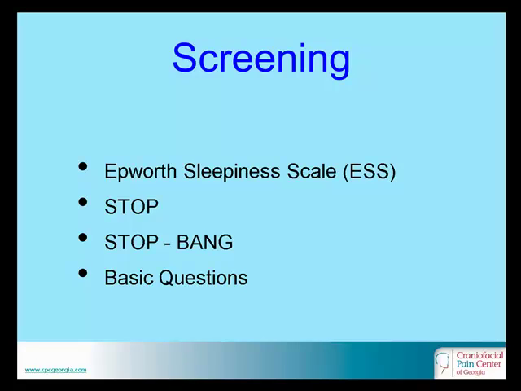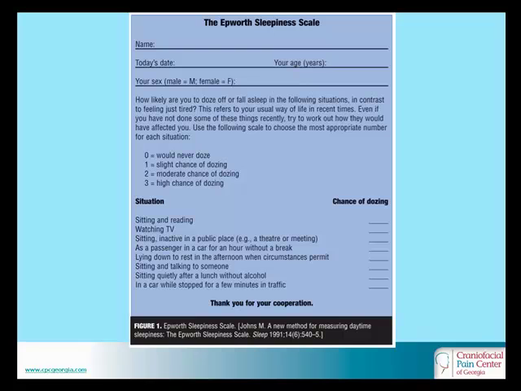But the Epworth Sleepiness Scale, and I'm sure many of you know what it is. If you don't, just to get everybody up to speed, it's a set of 8 questions based on situations that you might be in, which is the next slide. It's sitting and reading, watching television, sitting inactive in a public place, being a passenger in a car, lying down to rest in the afternoon, sitting and talking to someone, sitting quietly after lunch without alcohol, and a big point here, in a car while stopped for a few minutes at a traffic light.